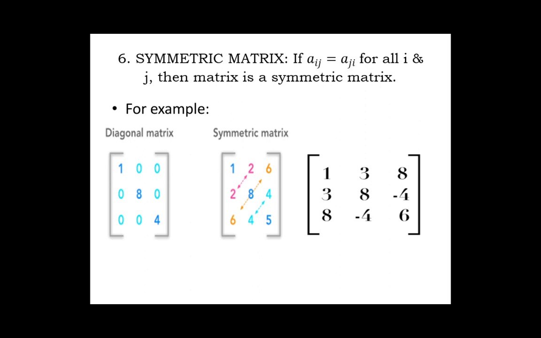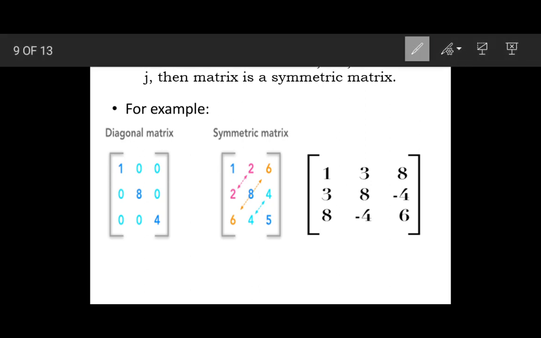So if this Aij is equal to Aji, what are we doing? We are just interchanging the rows and columns, and still we are getting the same number. We are getting the exact number. So if Aij is equal to Aji for all i and j, then the matrix is a symmetric matrix. This means what? See, example.